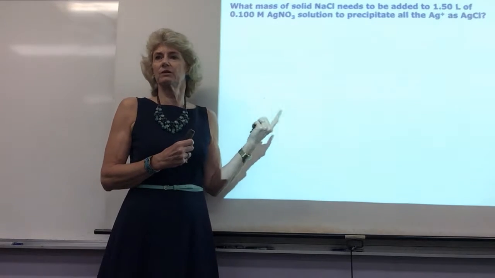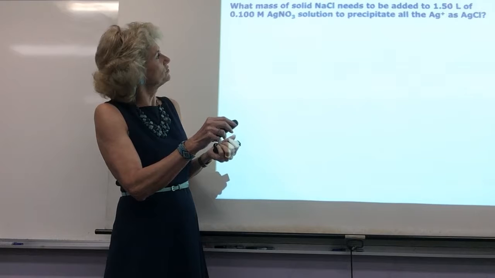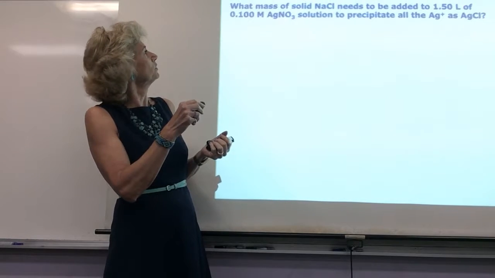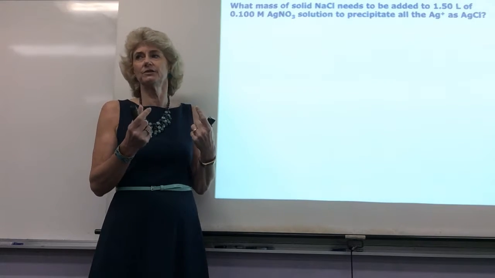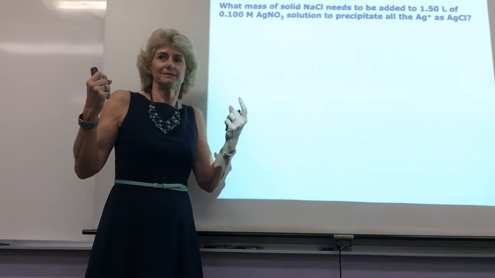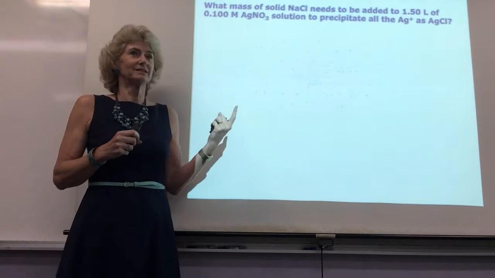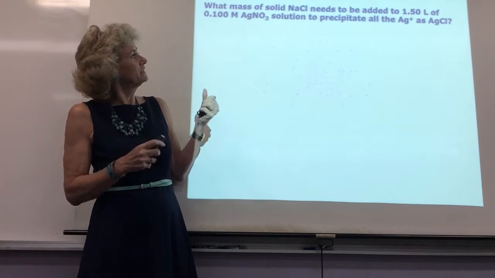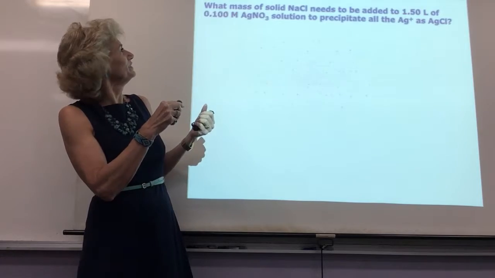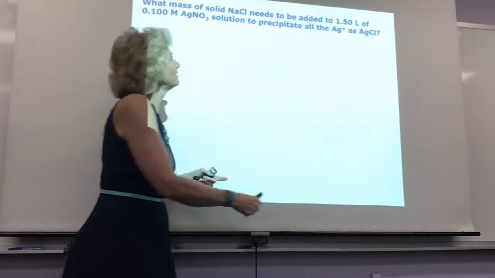Okay, this is a real typical problem. What mass of solid sodium chloride do you need to add to 1.5 liters of 0.1 molar silver nitrate? So when you see volume and molarity, you should think... What? Molarity times volume is moles. Yeah. So when you see volume and molarity, you should think, I can get moles out of this. That was that lower right branch of our molar highway.